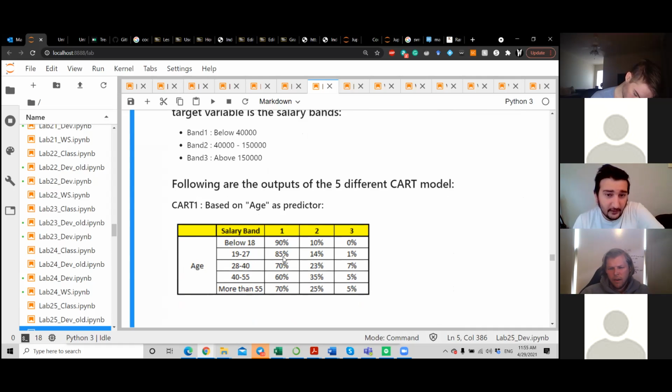Now, we know the probabilities or the shares of each salary band with respect to each group. So people below 18 years old, 90% of them belong to band 1, which means they make less than 40,000 a year. Band 2 forms 10% of those who are below 18. I would like to meet them. Do you know someone below 18 who can make between 40,000 and 150,000 a year?